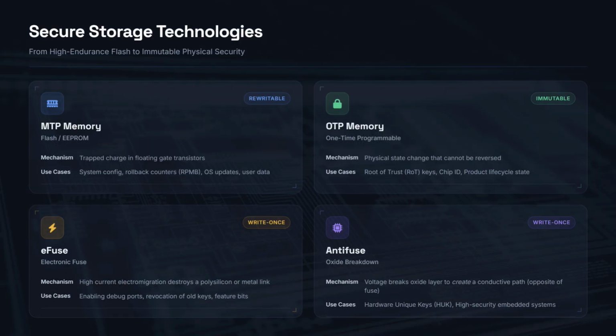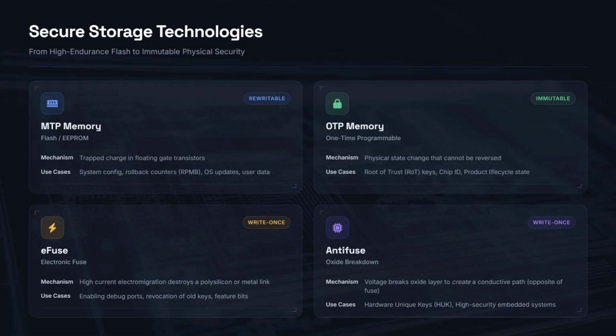Secure storage plays a critical role in protecting cryptographic keys, system configuration data, and sensitive device information. Different types of hardware storage technologies provide varying levels of protection. One common technology is flash memory or EEPROM, which is rewritable and used to store system configuration data, firmware updates, and user data. However, certain security-critical information must be stored in immutable memory.